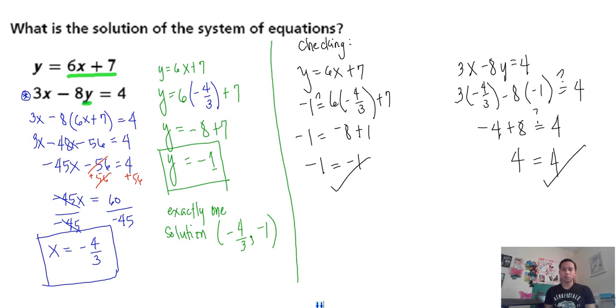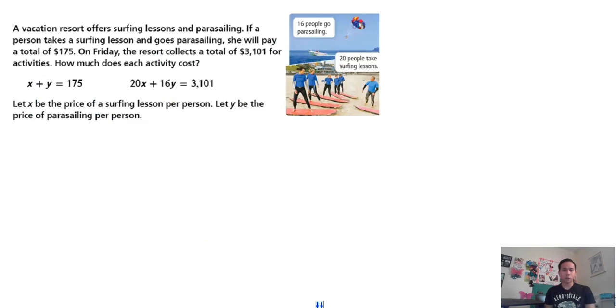Right, next example. In our next example, it will be a word problem. A vacation resort offers surfing lesson and parasailing. If a person takes a surfing lesson and goes parasailing, she will pay a total of $175. On Friday, the resort collects a total of $3,101 for activities. How much does each activity cost?